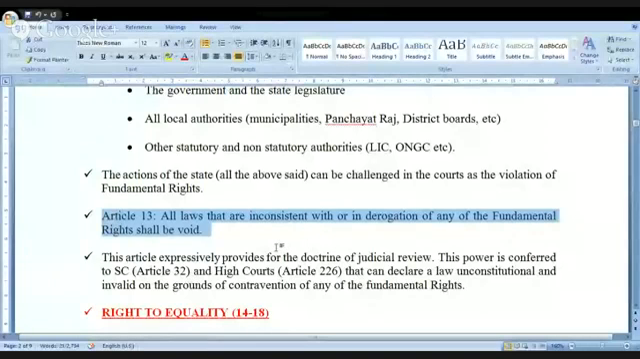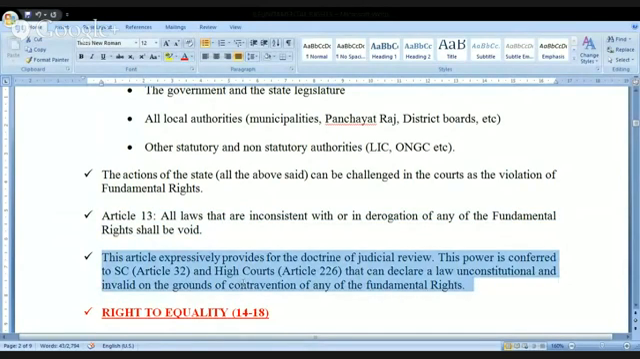Look at this. All the laws that are inconsistent with or in derogation of any of the fundamental rights shall be void. Now look at this. The articles expressly provide for the doctrine of judicial review. This power is conferred on the Supreme Court under article number 32 and High Courts under article number 226. And they can declare a law unconstitutional and invalid on the grounds of contravention of any of the fundamental rights. This is important for us.